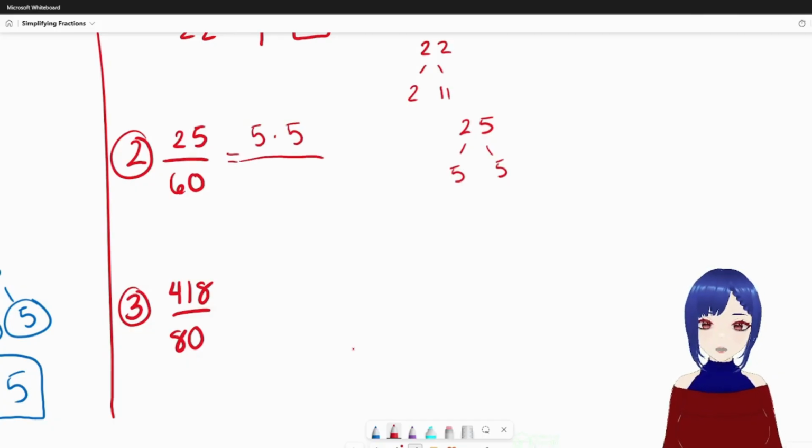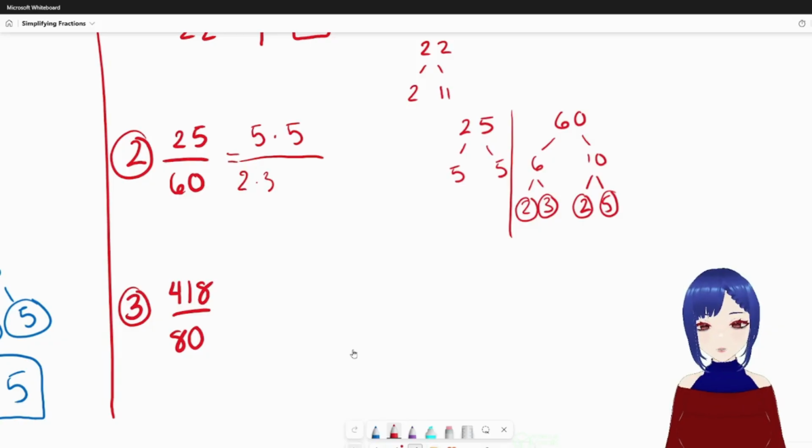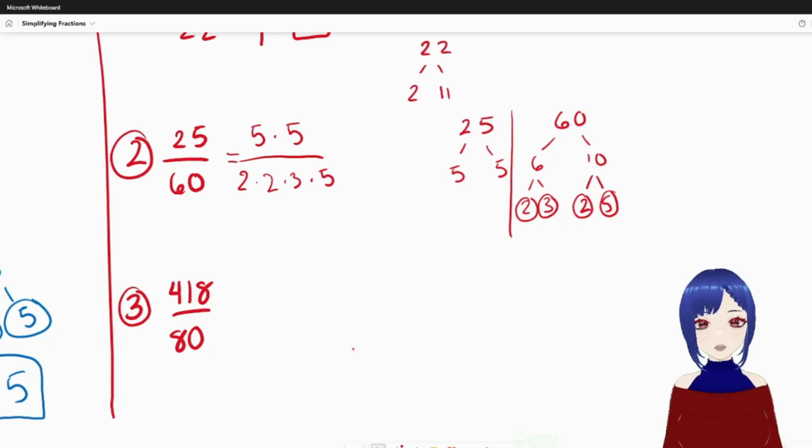And 60, we can do 6 times 10. 6 is 2 times 3, and 10 is 2 times 5. So 60's prime factorization would be 2 times 2 times 3 times 5.